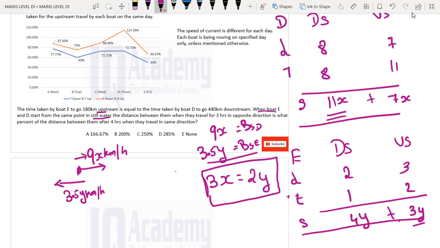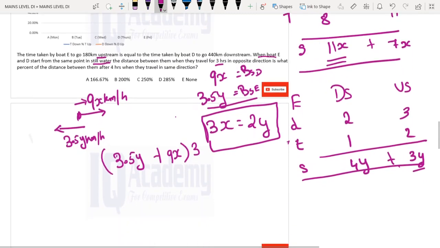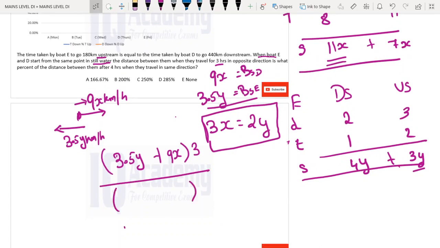So after 1 hour, the distance between them will be 3.5y plus 9x. But we need the distance after 3 hours. So into 3 is what percentage of the distance between them after 4 hours when they travel in the same direction.